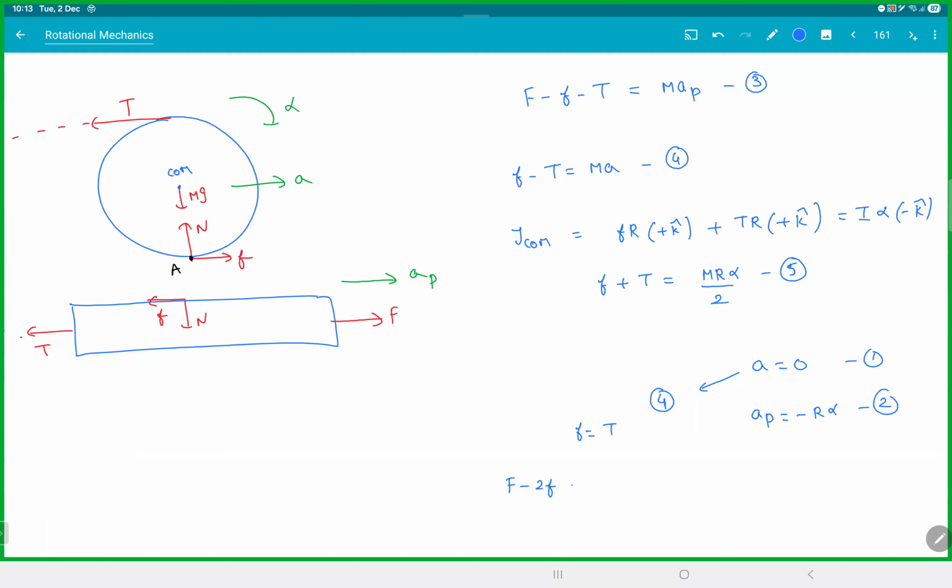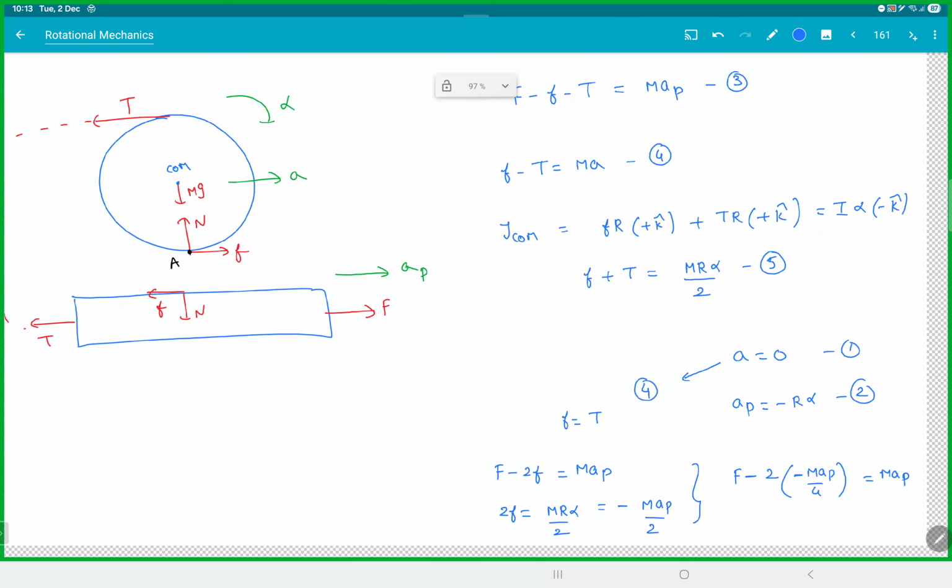F minus 2F is equal to M A plank. Then F plus T, which is 2F, becomes MR alpha by 2. But R alpha is nothing but A plank by 2. Take this and substitute there. That will be F minus 2F. But F is minus M A plank by 4. Okay, same thing. We could have just kept 2F there. So 3 M A plank.